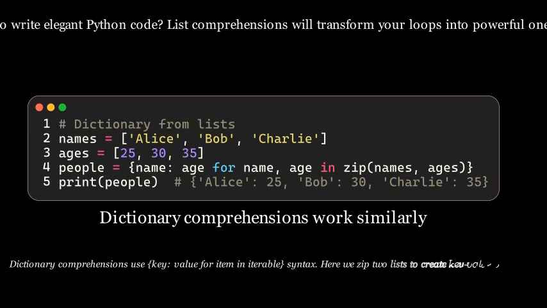Dictionary comprehensions use the syntax: key: value for item in iterable, with an optional if. Here we zip two lists to create key-value pairs.